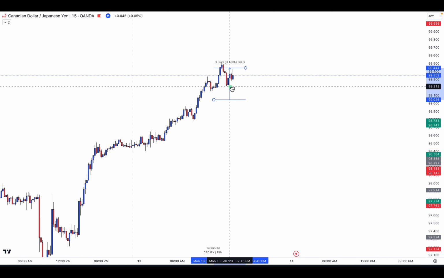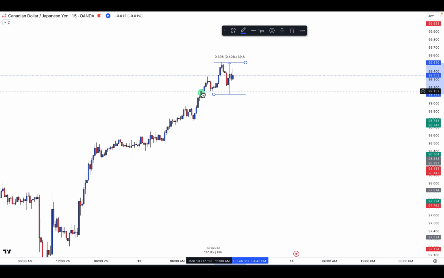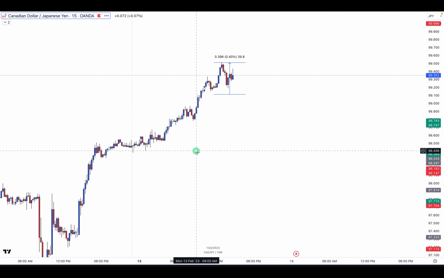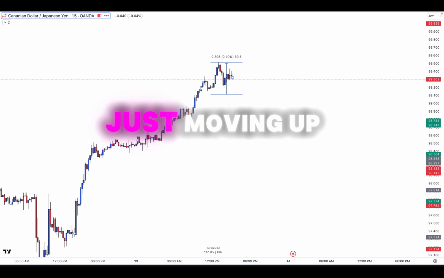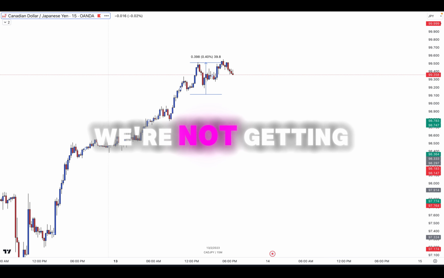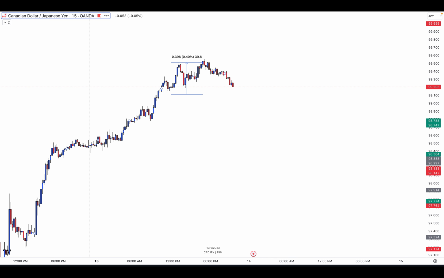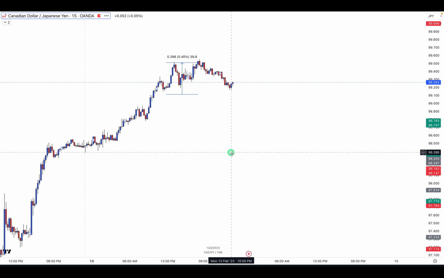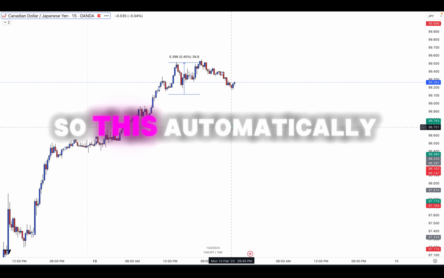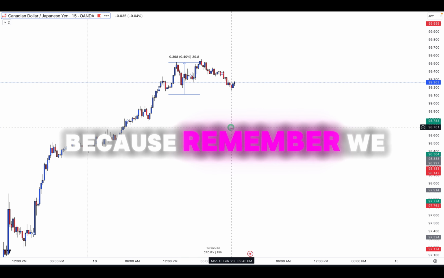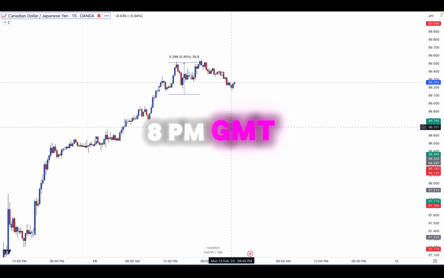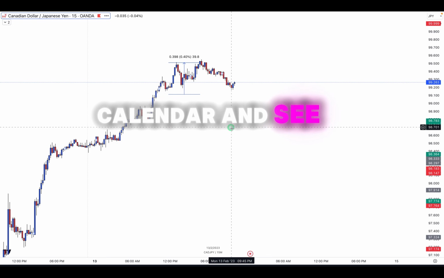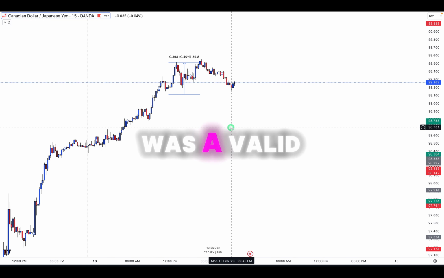Okay, so you can see here we are not really getting any retracement. The price is just moving up aggressively. We are not getting any retracement. Let's see, what time is it? This is already 10 p.m. So this automatically invalidates, because remember we stopped trading at 8 p.m. GMT plus 2. So let's go back to the calendar and see if 14th Feb was a valid day to trade.